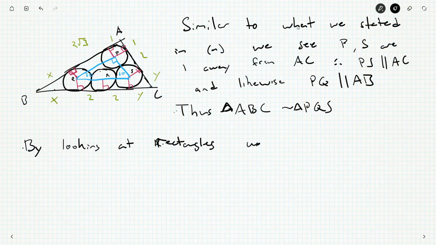By looking at rectangles, we see AB is equal to 1 plus PQ plus a certain amount X. BC is equal to, how am I going to say this? I know what I mean, but that doesn't mean it necessarily translates properly.